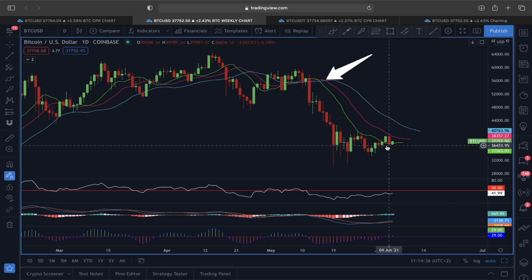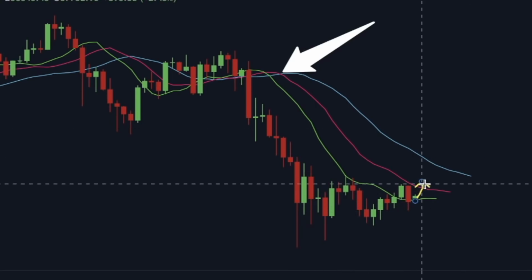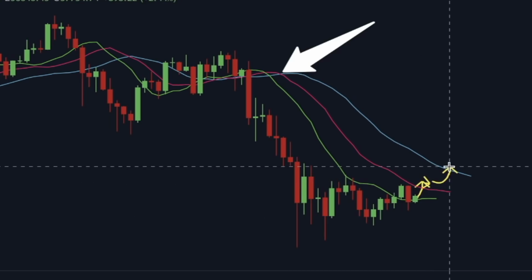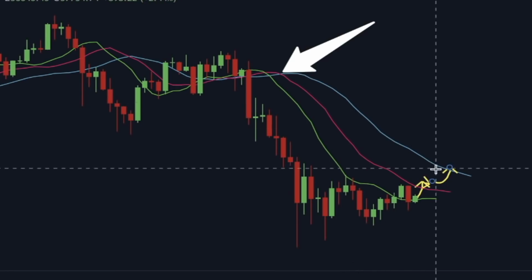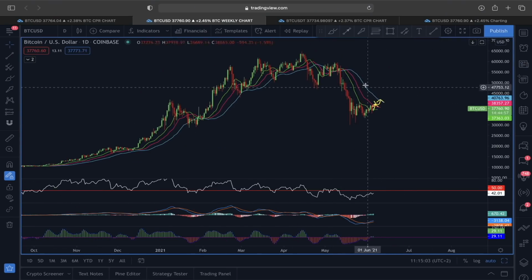But if we could find proper support around this green line, right, then we could see maybe another attempt to break out of this red line area. So if we manage to break out of this red line area that is sitting around 39,000 price area, right, then maybe we are also going to break out of this blue line area, and that would be very interesting, because this blue line here is sitting above $40,000.